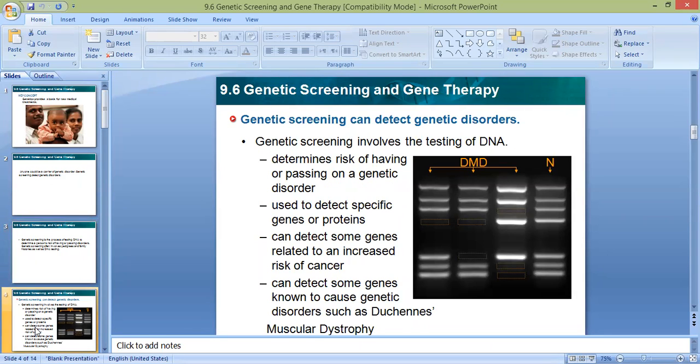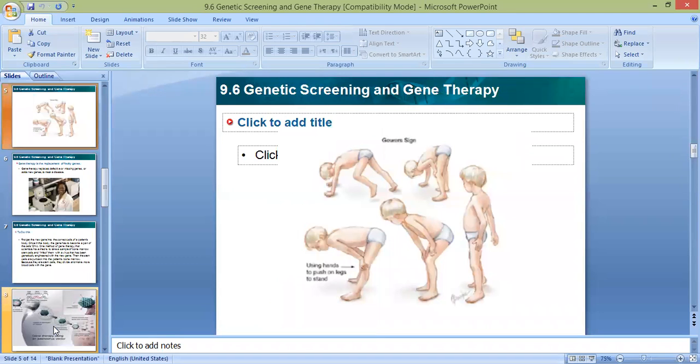So it can detect genetic disorders, determine the risk of having or passing on a genetic disorder, and be used to detect specific genes or proteins. It can detect some genes related to an increased risk of cancer. Many people have a risk or high risk of cancer. They can detect it by genetic screening. Some genes are known to cause genetic disorders, such as Duchenne muscular dystrophy. They use the same procedure: they take DNA, do cutting, do electrophoresis, then compare it to the bands of different persons.